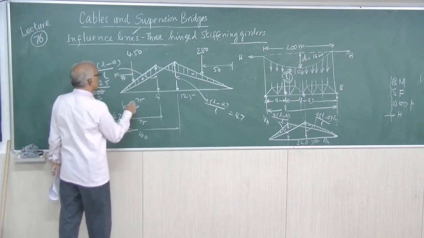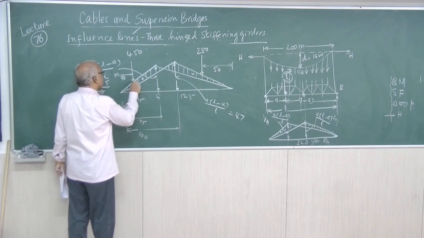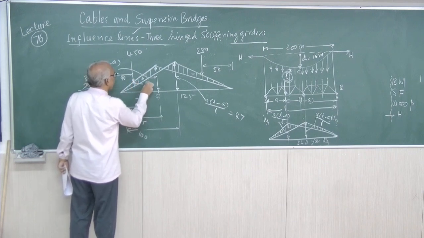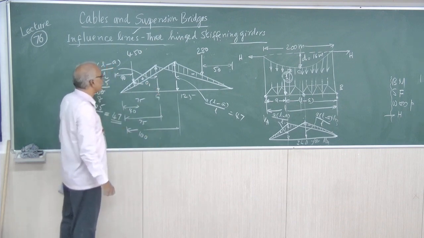We have to find out the net ordinate here. We have to find out this ordinate here. This we will call it as O1. We will call it as net ordinate. We will have to find out.